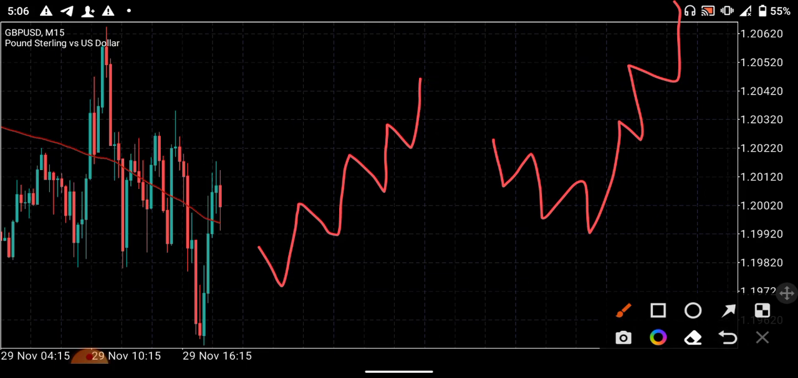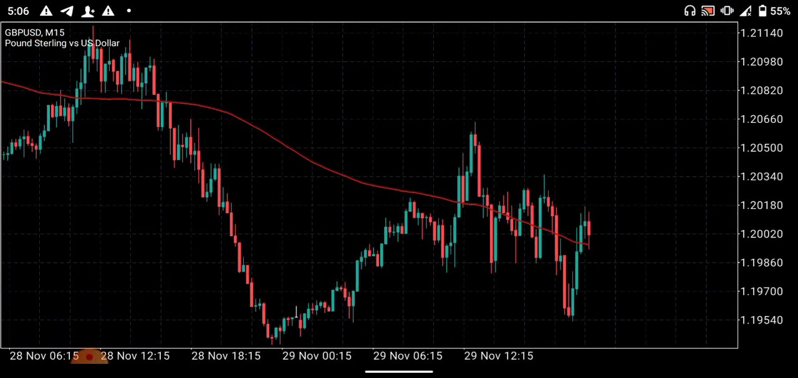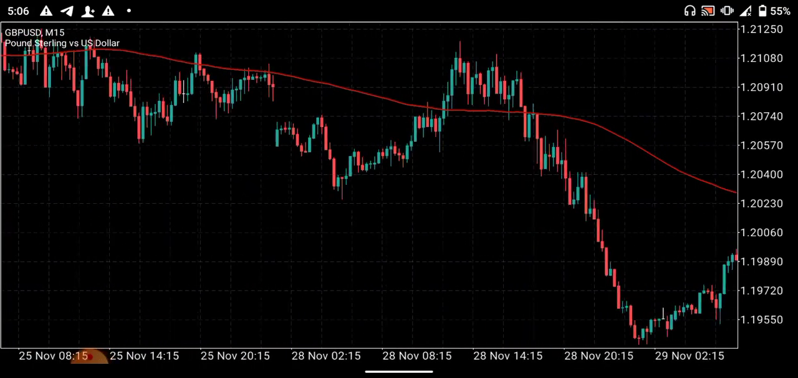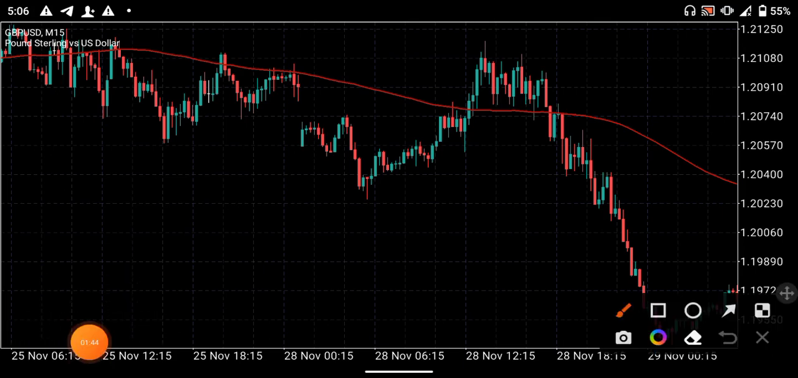These gaps can be seen during the weekends. Apart from the weekend, they can also be noticed during intraday trading. For instance, look at this. This is a gap in Forex. This one happened at the start of the new week.